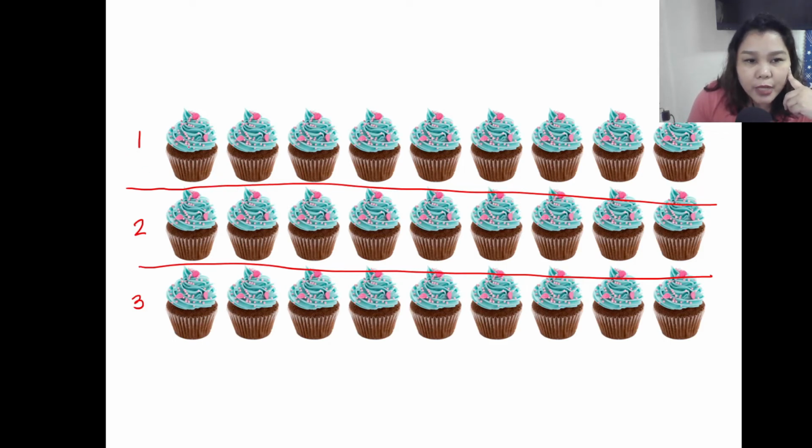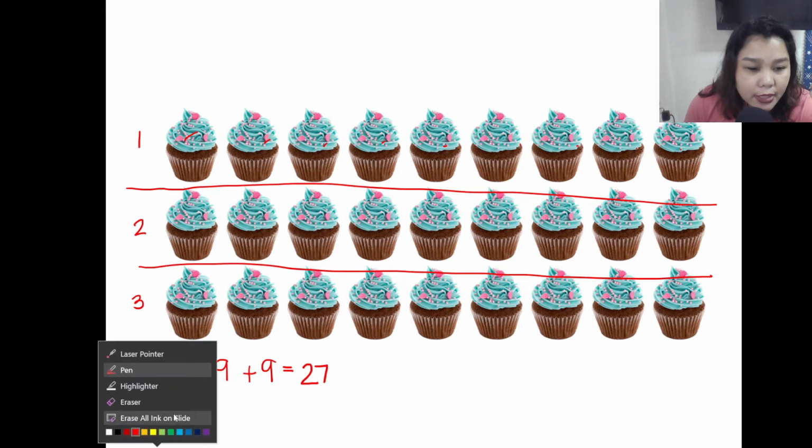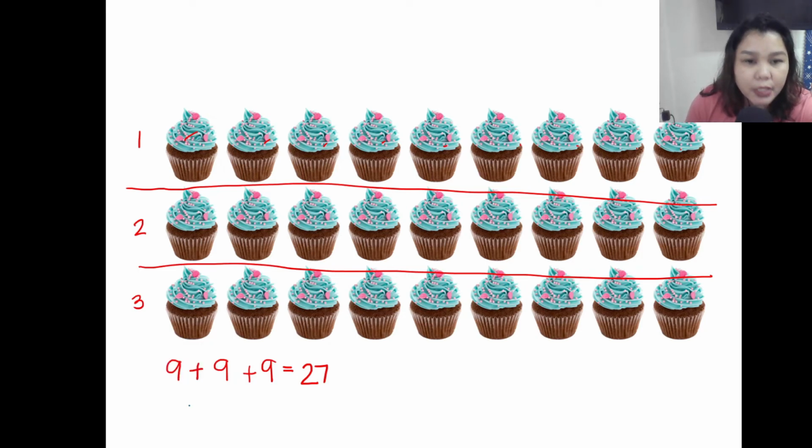Okay, first group, ilan yan? 1, 2, 3, 4, 5, 6, 7, 8, 9. Plus, ilan yan sa second group? Also 9. Third group, also 9. And then, if you're going to count them all, ilan siya? 27. Okay, that is our first expression. Okay, now let's have another expression out of this.